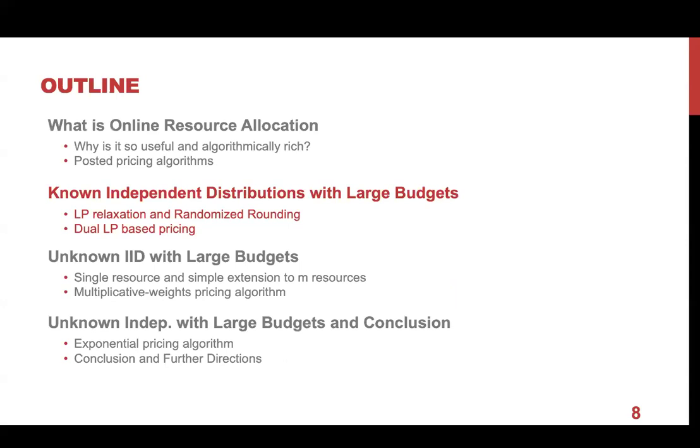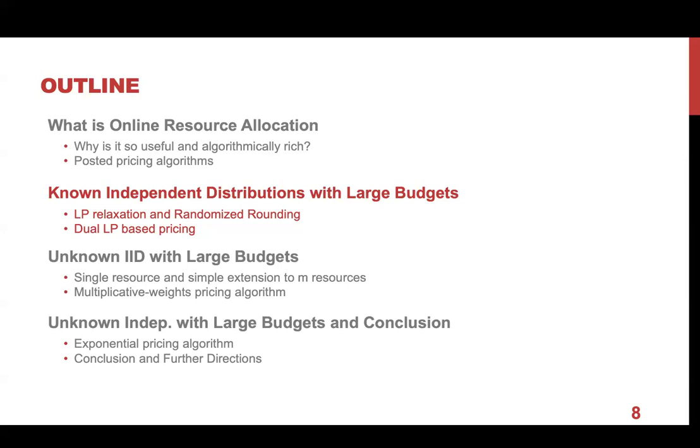Good. So here's the outline for the talk. I told you what online resource allocation is, and why it's practically and theoretically very important, and what these posted pricing algorithms are. Now we'll start first with the simplest setting, where I assume that these requests come from known independent distributions. Each request comes from a distribution which is known to you upfront. You don't know the realization; the only hidden thing is the realization. So how would I go about solving this? It turns out you can write a simple LP and perform a simple LP rounding. That already takes care of this setting.